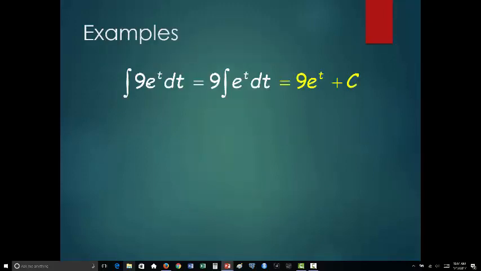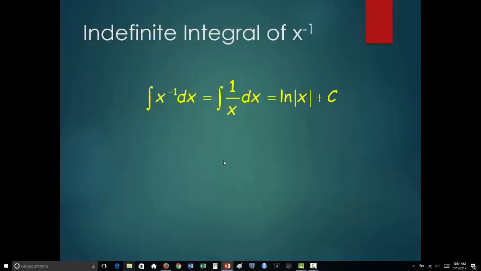So this one here, if you have 9 e to the t dt, factor out the 9, you get the integral of e to the t dt. Well, the integral of e to the t is e to the t, so it's just 9 e to the t. Pretty straightforward. Taking the integral and derivatives of the exponential function is really easy. If you remember this one, this was one of the first rules. If you have x to the negative 1, that's equal to the integral of 1 over x dx. That always just integrates directly as the natural log of x.